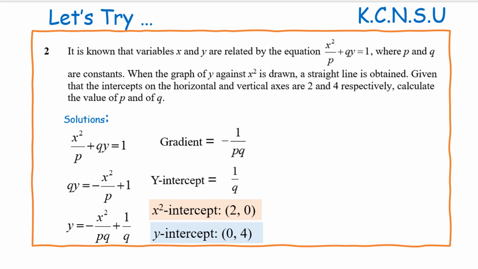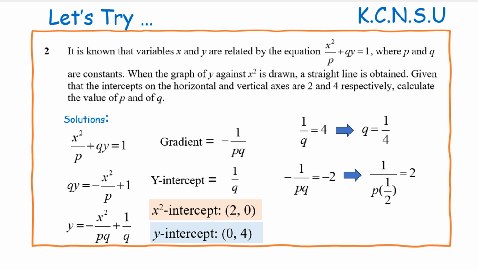We put all the things together that we have. We know that the y-intercept is equal to 4 based on the given information, so I can work out my value of q, which is equal to 1/4. And the gradient, in my previous slides, we worked it out already. It is equal to -2. With this, together with the value of q, I am able to work out my p easily.